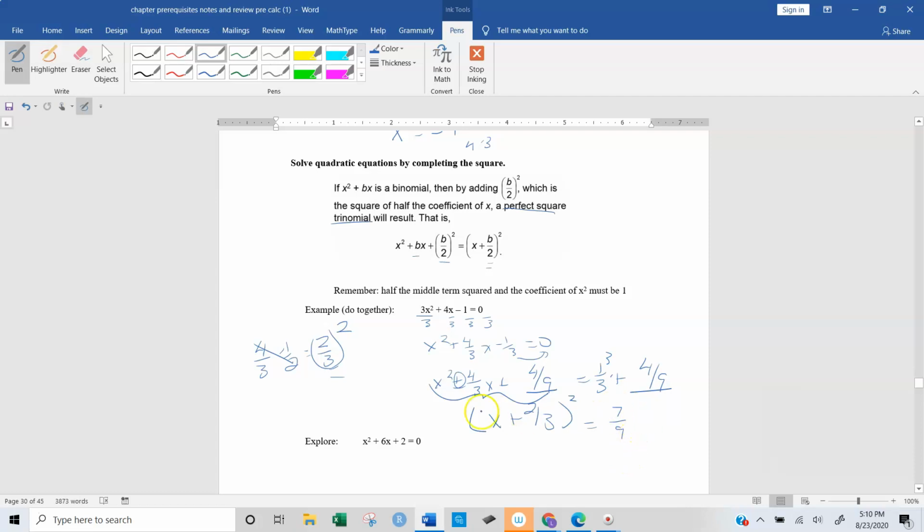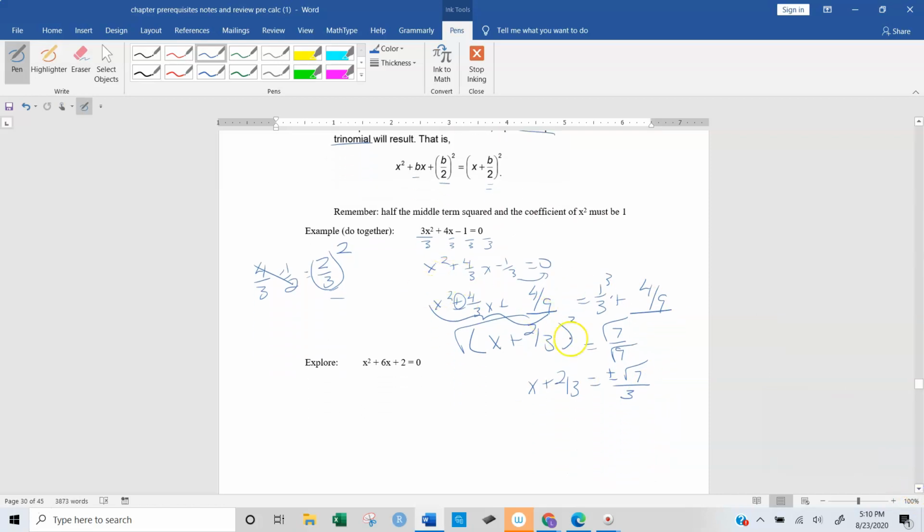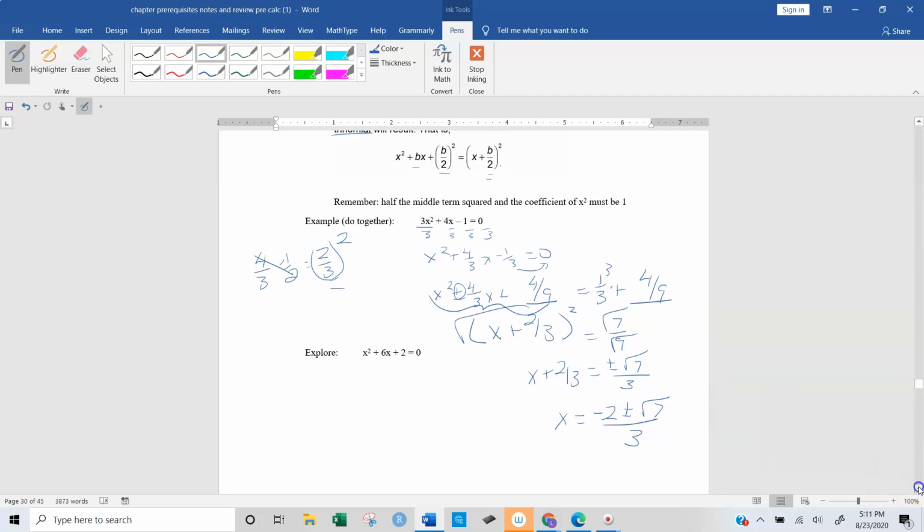Now you use your square root property, so you square root both sides. I'm going to do top and bottom together. So I'm at x plus 2/3 is equal to plus or minus the square root of 7, because it doesn't have one, over 3. I have to subtract the 2/3, and since they're both a third, I can just put this in the numerator. So x is equal to minus 2 plus or minus the square root of 7 over 3. Okay, your turn. Let's see how you're doing.